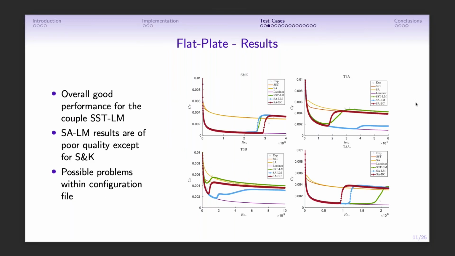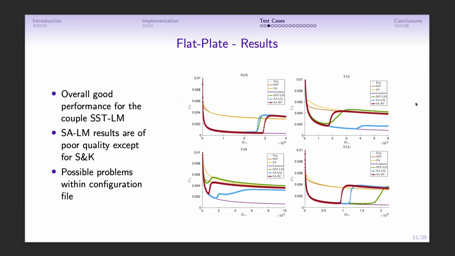So here I'm reporting the results for the flat plate in terms of the skin friction coefficient with respect to the Reynolds number x on the plate for the 4 test cases. And we can see that the green line is mainly in agreement with experiments, which is the SST with the LM transition model.